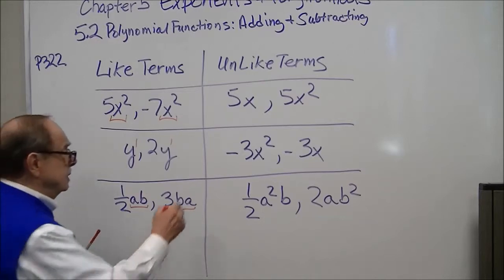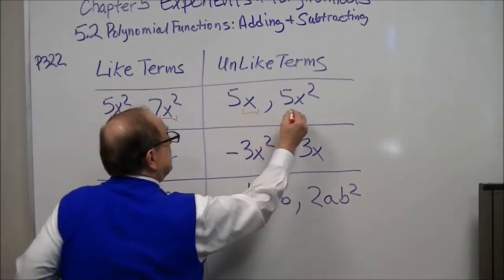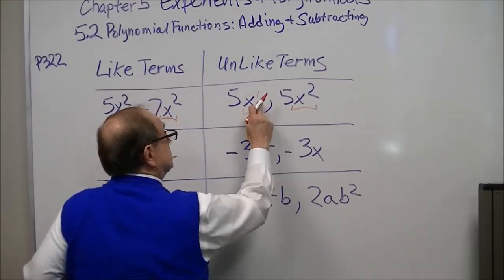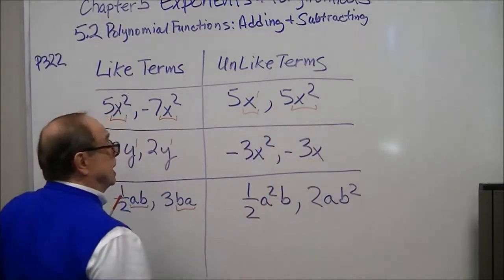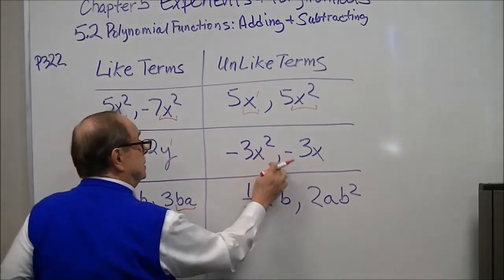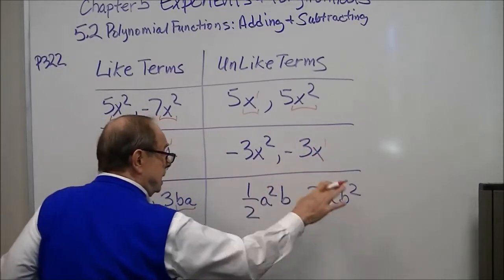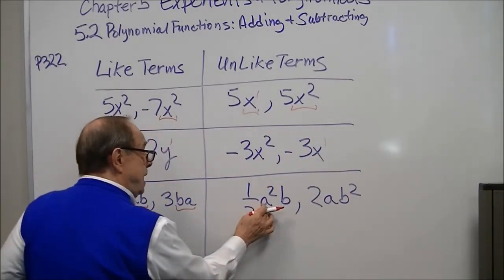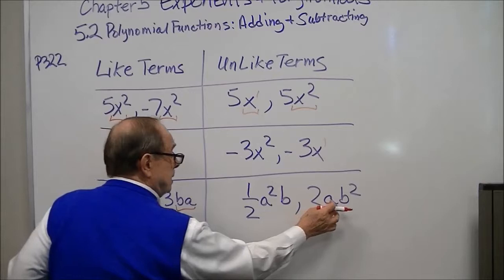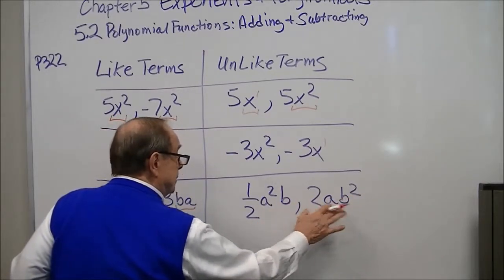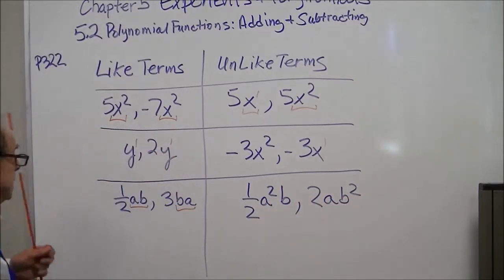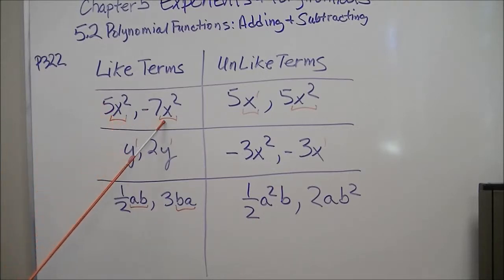Now over here, as we look at the variables, we see here this is exponent 1, exponent 2, so they're not like terms. Exponent 2, exponent 1, not like terms. Here the A is to the second, here the B is to the second, so they're not like terms unless the exponents are pretty much exactly the same. Again, we could switch these around and they would be exactly the same.